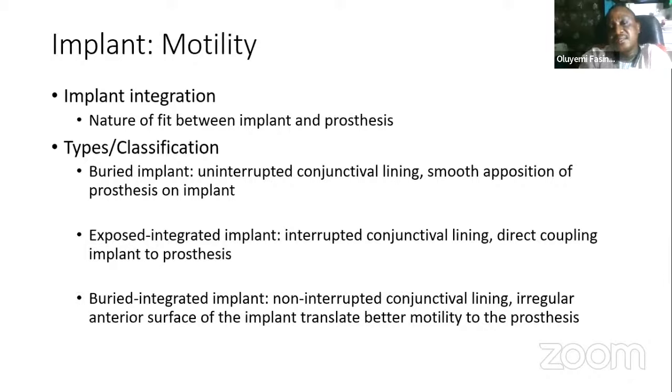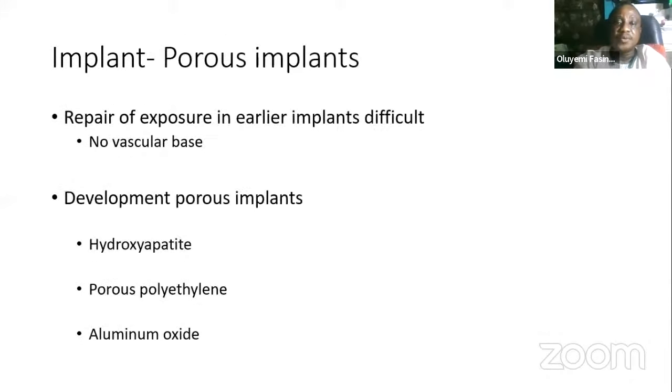These implants are designed so that there could be direct coupling between the prosthesis and the implant. The idea behind this is to give better mobility to the prosthesis, though of course it has its own complications. Or you can also have buried integrated implants, where the conjunctival lining is also uninterrupted, but this type of implant has an irregular anterior surface so that it is able to key onto the prosthesis, giving rise to better cosmesis. All these ideas give rise to better movement of the prosthesis over the implants that are placed intraoperatively.